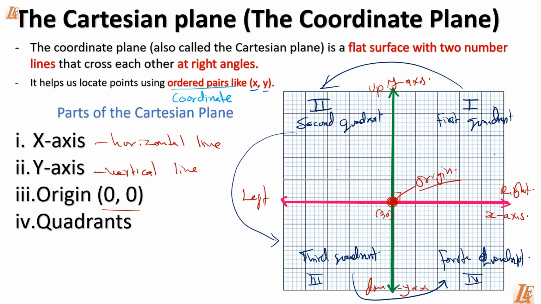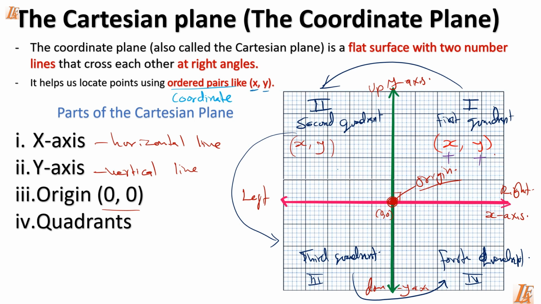Now these quadrants also have signs of the x and the y coordinates. The first quadrant has x and y coordinates, and the x is positive, y is also positive. If you come to the second quadrant, we have x and y.